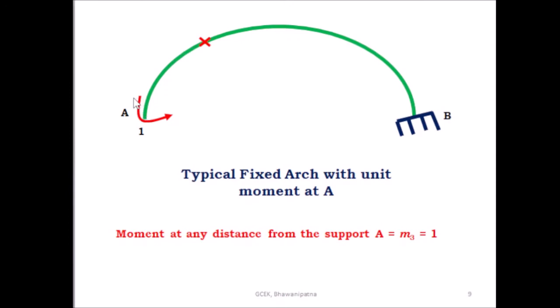Similarly, apply the unit moment at the end A and find out the moment at any section in the fixed end. So if the moment at the support A is unit, then at any section in the fixed end, the moment will remain the same. So you will get the moment equal to 1, and that you can denote by m3. So m3 is equal to 1 at any point in the fixed end. So the moment at any distance from the support A is m3 equal to 1.